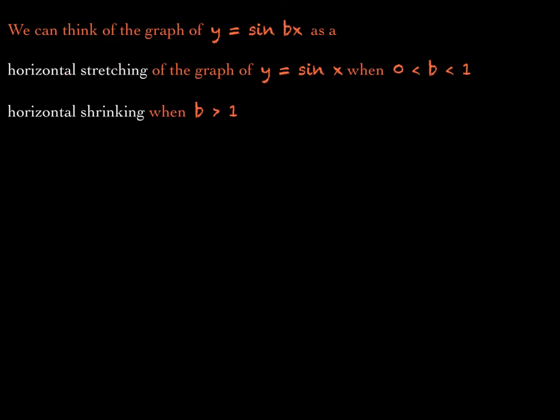So we can think of the graph of y equals sine of bx as either a horizontal stretching or a horizontal shrinking. It'll be a horizontal stretching when b is a fraction between 0 and 1. It'll be a horizontal shrinking when your b value is greater than 1. Like in our case, our b value was 2 and our graph shrunk horizontally, okay? I'm talking about in relation to the most basic sine function. This is the graph that got horizontally shrunk.